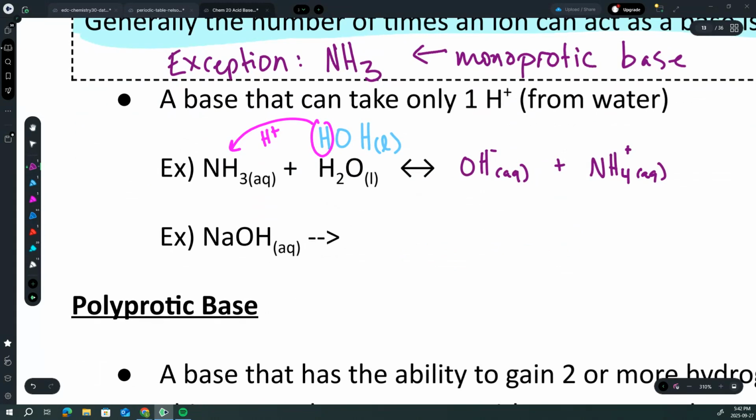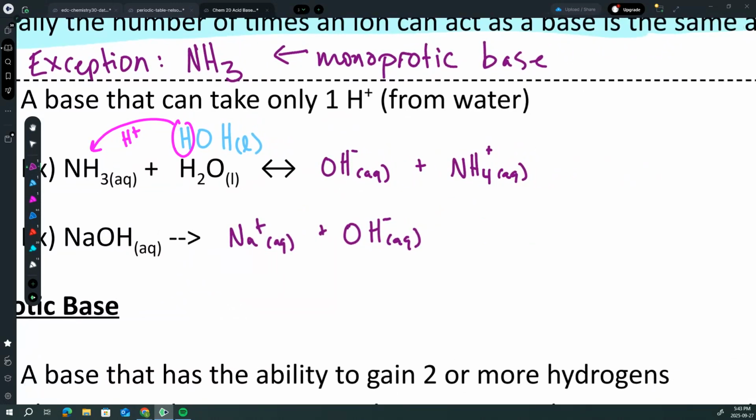Alright, sodium hydroxide is also another monoprotic base. However, because it's an ionic compound, first we have to dissociate it, and then we can react it there. Okay, so the dissociation equation is going to be our metal cation plus our hydroxide ion. Okay, and then you always pick the anion to react with water.